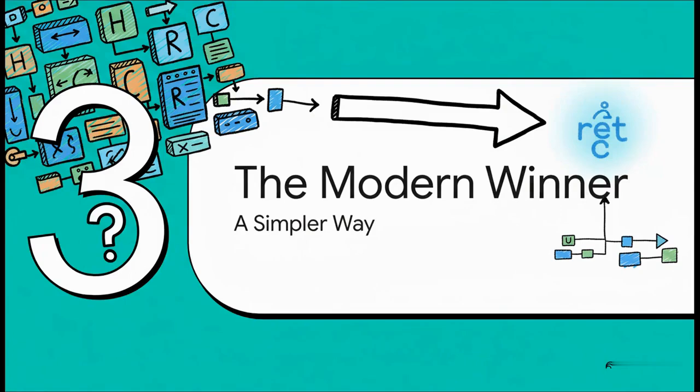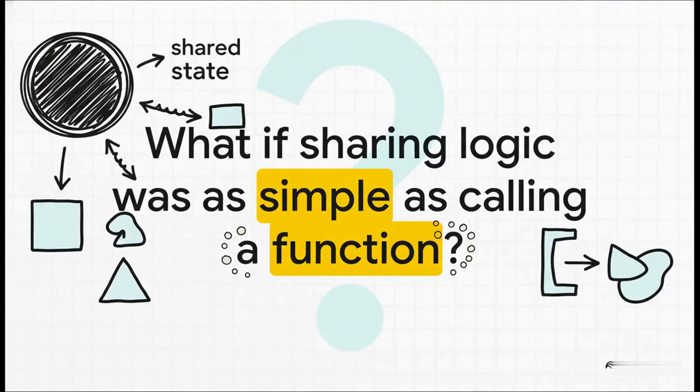So you have HOCs, render props, compound components. They're all super powerful, but they can also be, well, kind of complex. The React team saw this and thought, there has to be a simpler way. And that thought process led us to the modern winner. What if you didn't need all the wrappers and special props and hidden magic? What if sharing powerful, stateful logic was literally as easy as just calling a function?